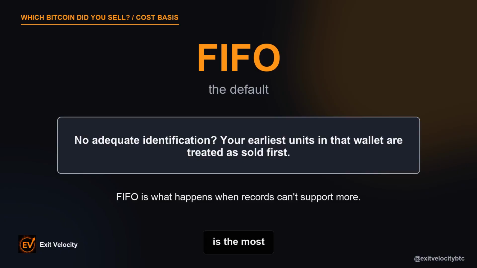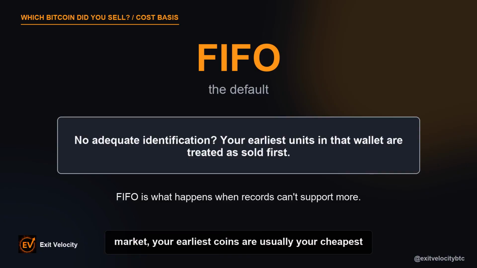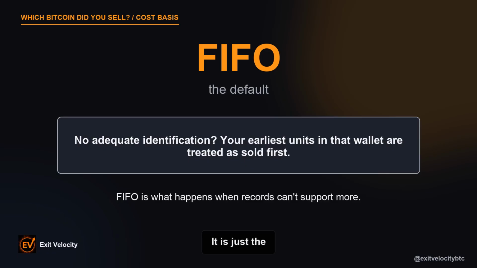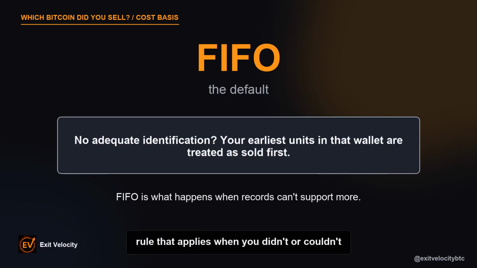And I want to be precise about this because it is the most common mistake in the entire space. FIFO is not a strategy you choose to minimize taxes. FIFO is the fallback you land on when your records cannot support anything better. In a long bull market, your earliest coins are usually your cheapest coins, which means FIFO by default tends to hand you the largest possible gain. The default rule is not on your side. It is just the rule that applies when you didn't or couldn't do the work.